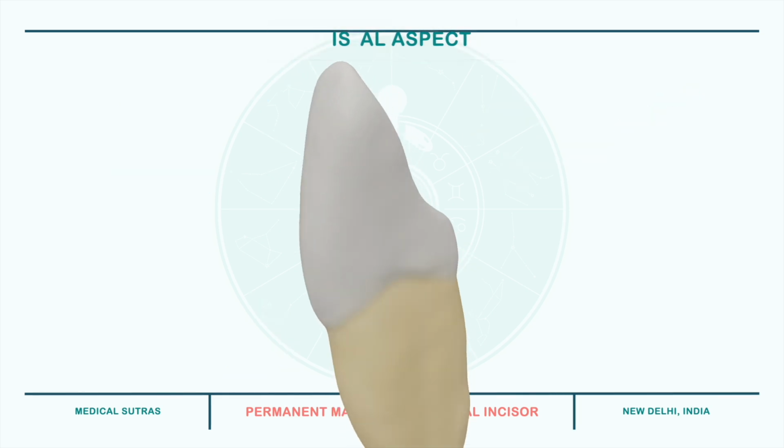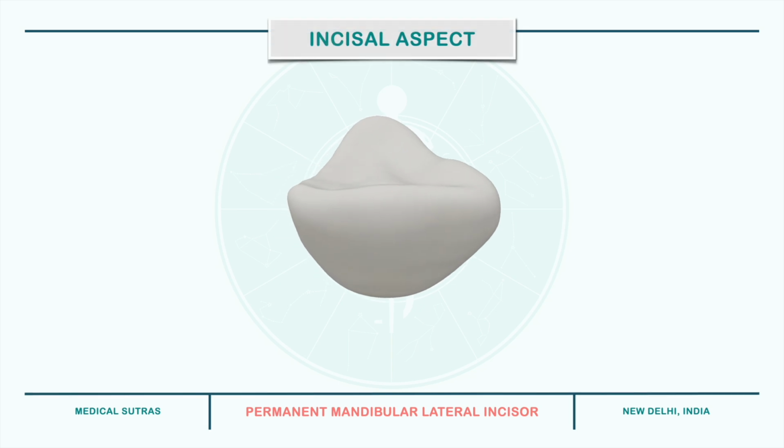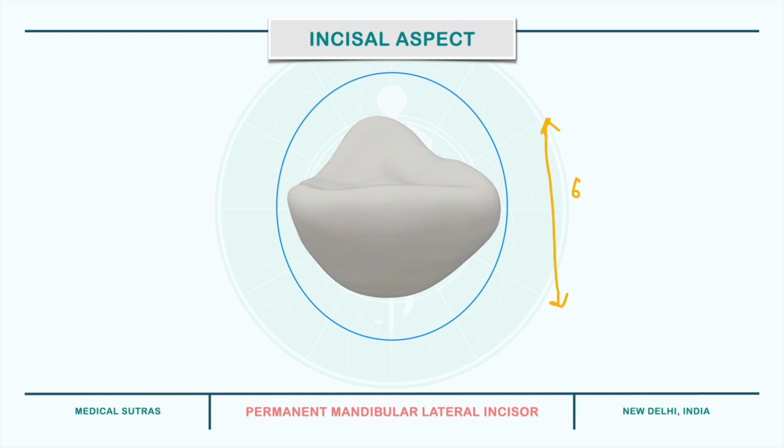Now coming to the incisal aspect. The crown presents an oval shape being wider labiolingually. That is, the labiolingual dimension, which is around 6.5 mm, is greater than the mesiodistal dimension, which is around 5.5 mm. The crown is bilaterally asymmetrical, that is, when we draw a line bisecting the crown labiolingually, the distal half is larger compared to the mesial half.